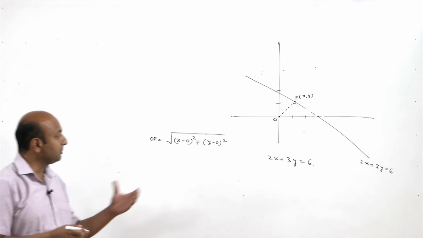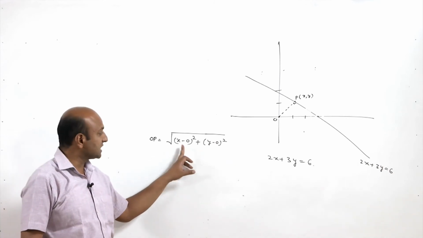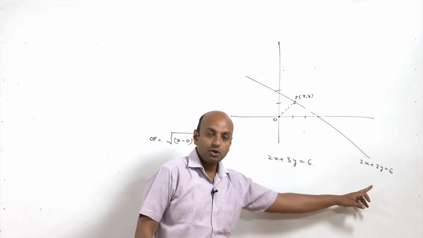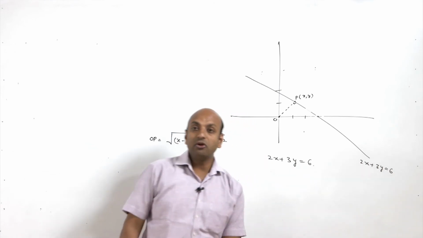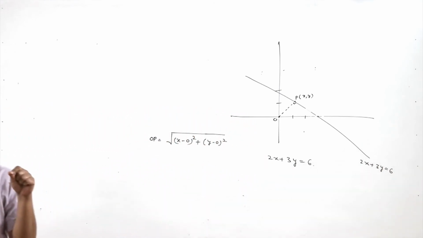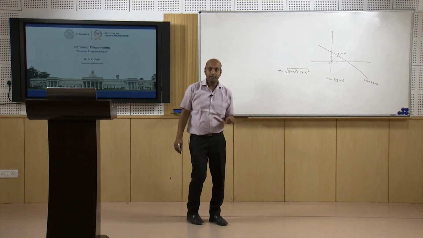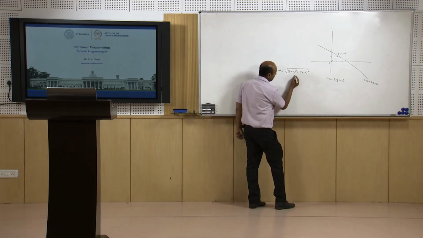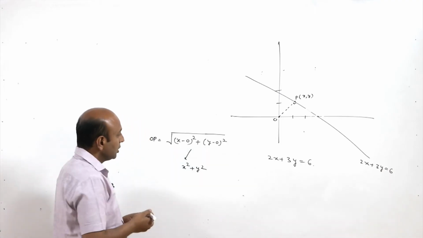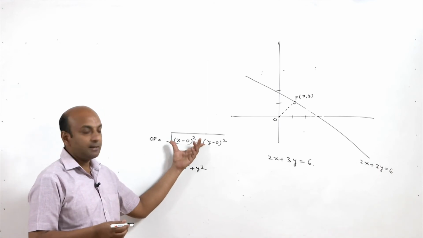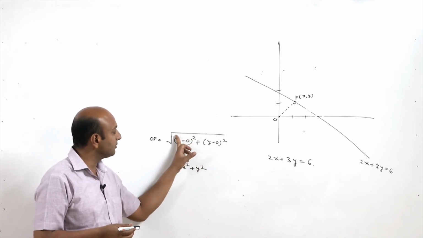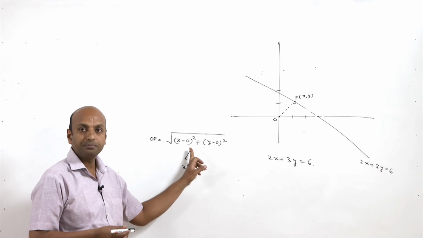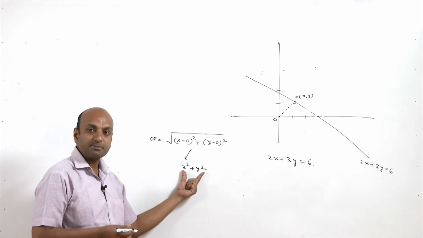So, this is to minimize, and x, y must lie on this line. Subject to this condition, the point should be in the first quadrant, that means x and y both should be non-negative. Minimization of this is the same as minimization of the square of this value. Minimization of this quantity is the same as minimization of the value inside the square root. So, we simply minimize this expression.